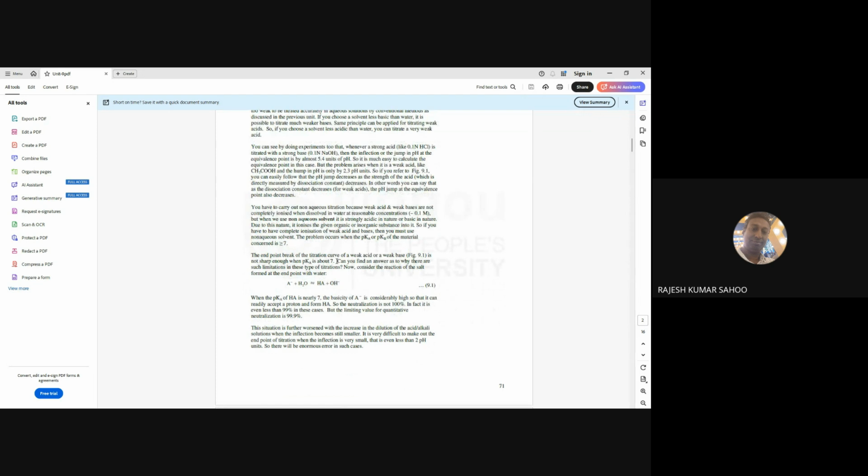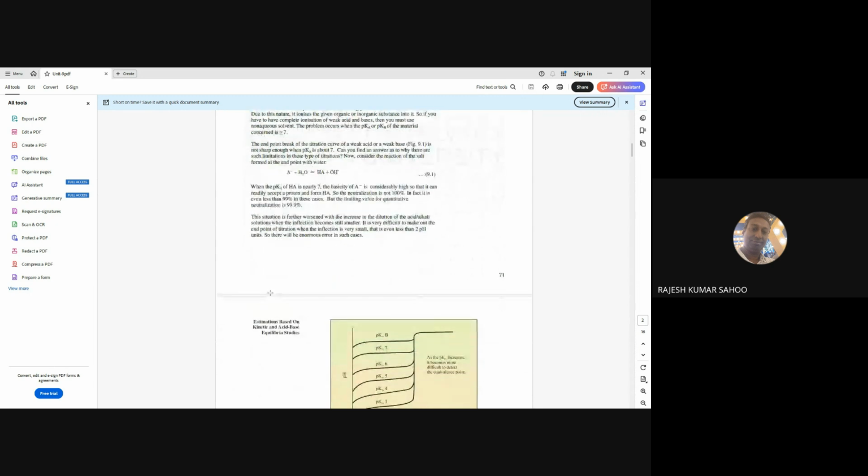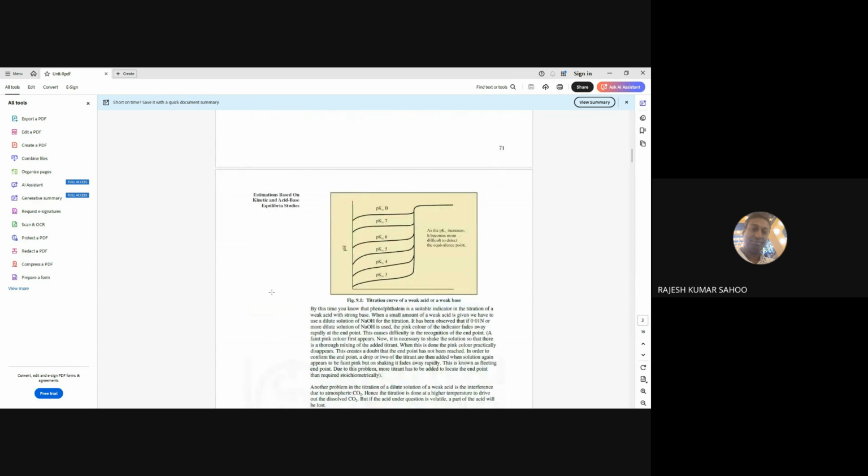Examples given here: a weak acid or a weak base, A minus plus H2O. A minus, the conjugate base of an acid HA, plus water, gives rise to HA plus OH minus. Then pK of HA is nearly 7. The basicity of A minus is considered high. Okay, this is not so important. You can see this is the titration curve of a weak acid or a weak base.